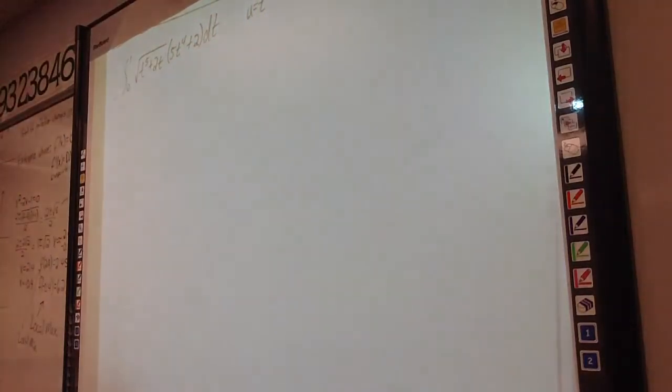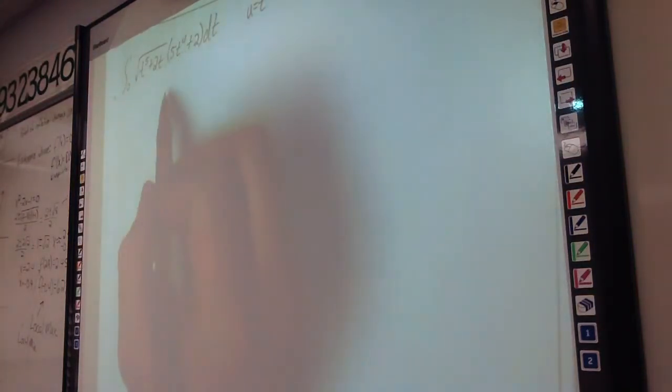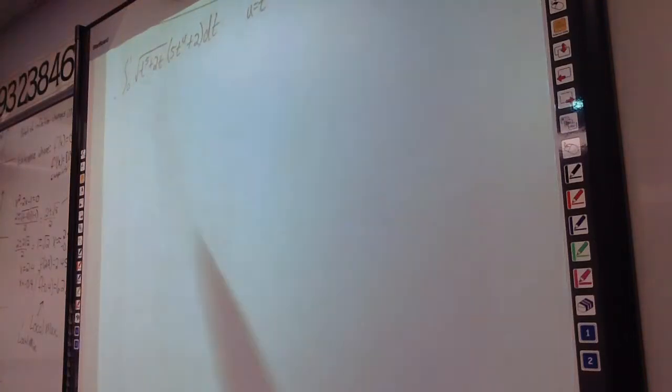Yeah, we'll let u equal t to the 5th plus 2t. Why couldn't it be 5t to the 4th plus 2 for u? Because it could be, but then think about du, and that'll equal 20t to the 3rd, and then you're going to divide by 20t to the 3rd, and nothing's going to go away. Or you could just do that part and then factor the thing.